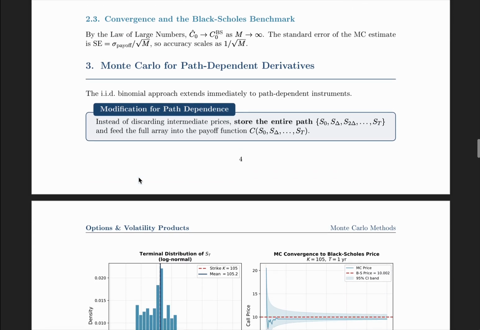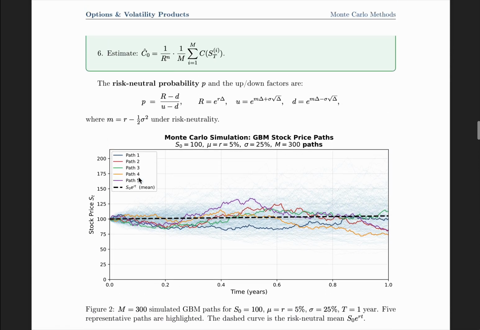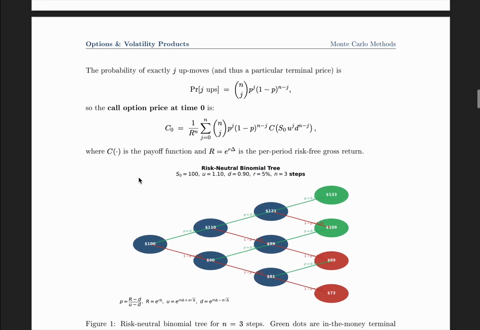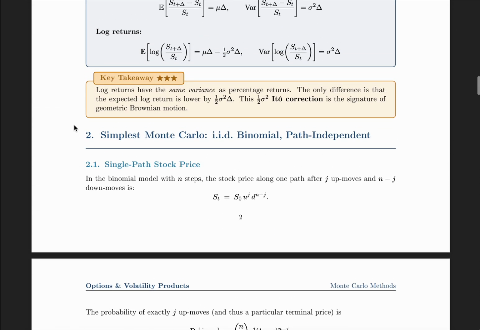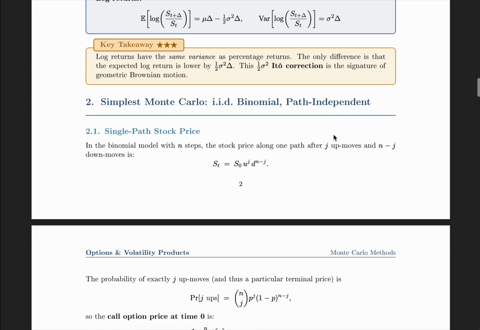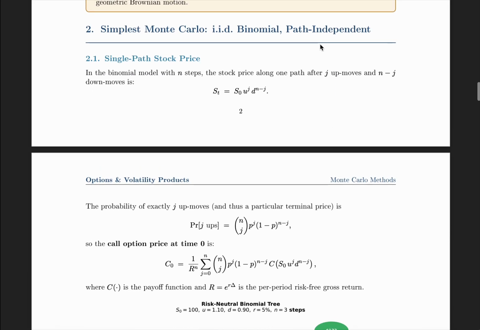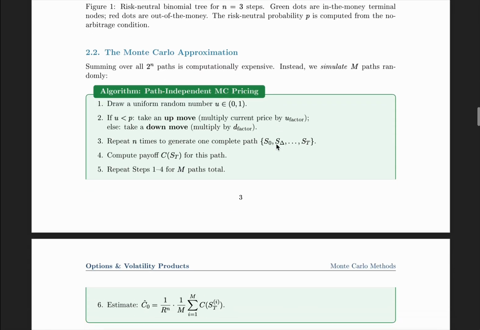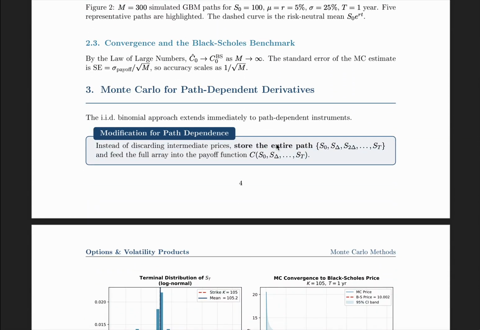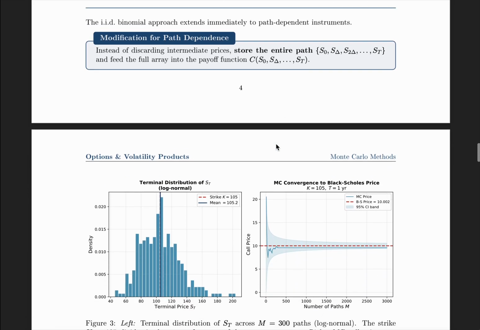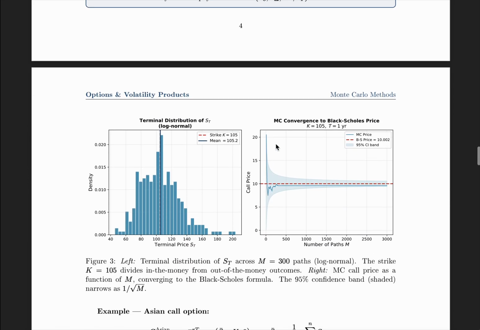Okay, so before we were sort of thinking about Monte Carlo in a very limited context, right? We're thinking of it in terms of the binomial model and also as if it were path independent, right? And then later on, we'll see what path independent means. Now, what if we thought about this in terms of log returns? Okay, so what does that mean, right?